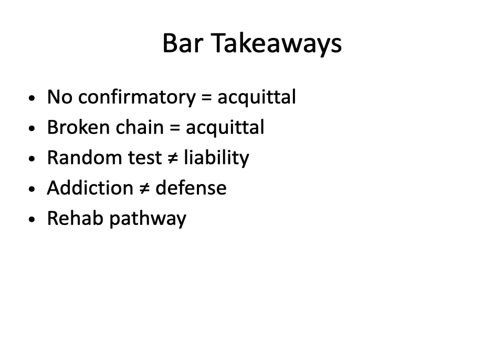Now, for the bar takeaways. If you only remember these 5 rules: number 1, no confirmatory test results in acquittal. If there is broken chain of custody, it results in an acquittal. The random test does not equate to criminal liability. Addiction is not a full defense, and rehabilitation is available for users. So these are your instant answer triggers in the bar.